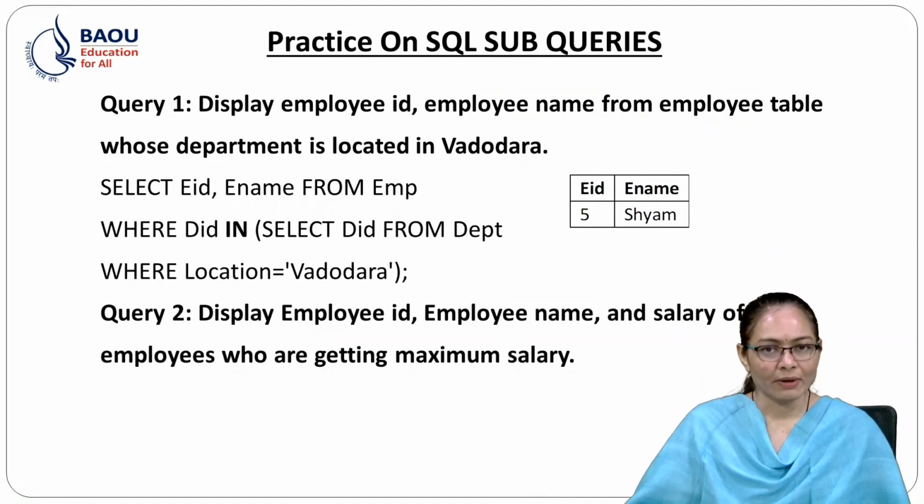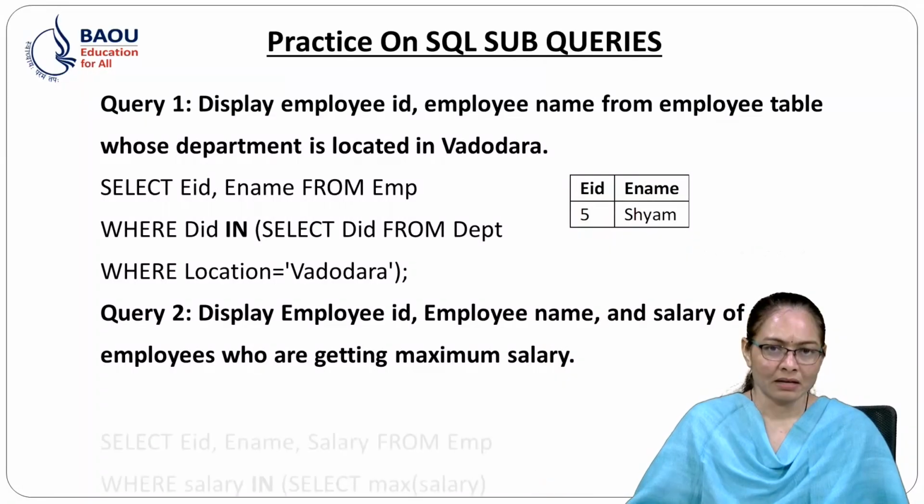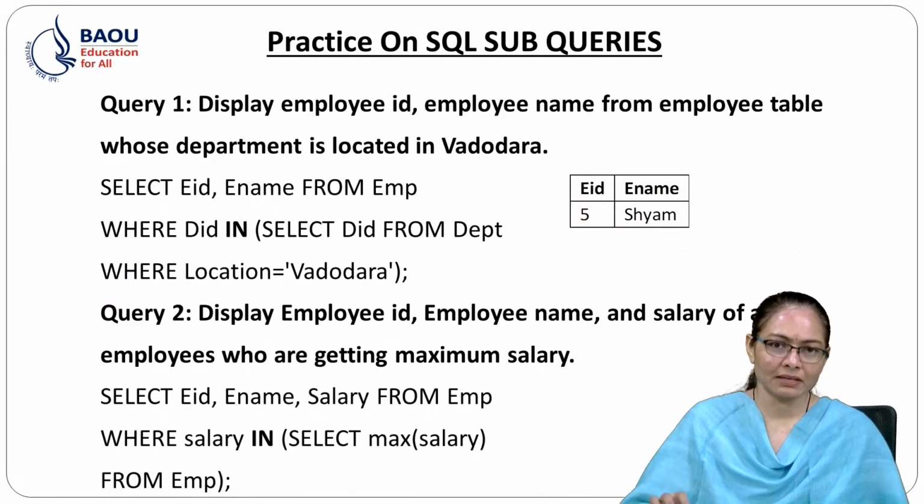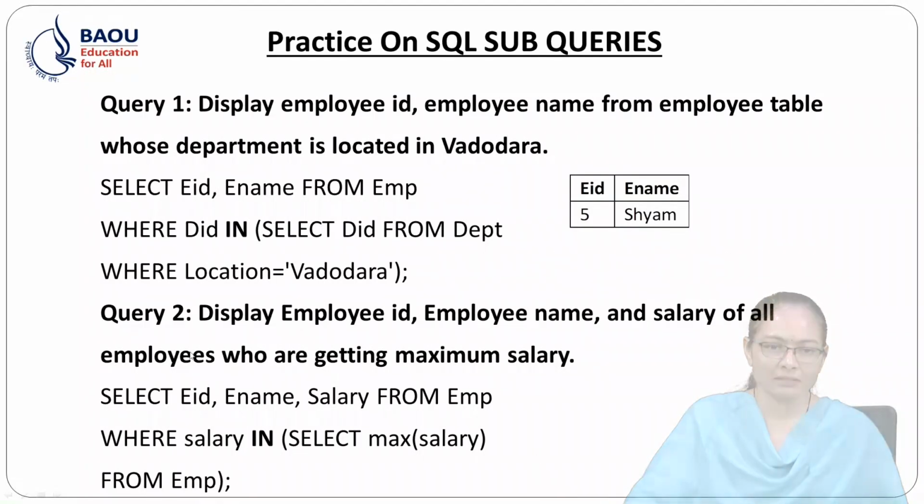Now the second query is display the employee ID, employee name and salary of all the employees who are getting the maximum salary. How can we write the query? First, we display the employee ID, employee name and salary. So select employee ID, name, salary from employee where salary in, in the bracket, max salary from the employee whose salary is maximum.